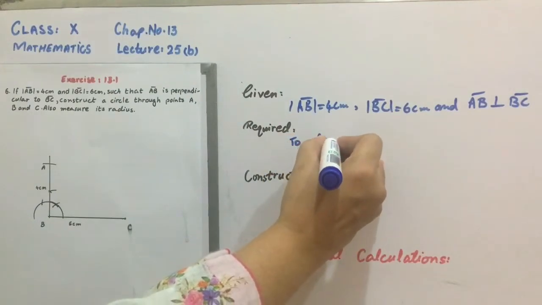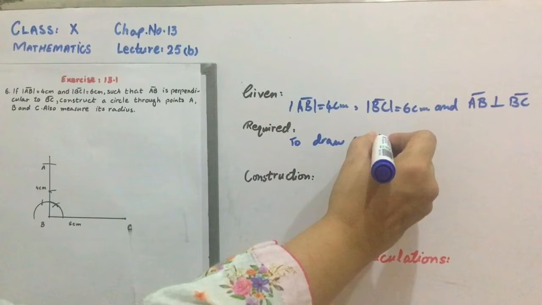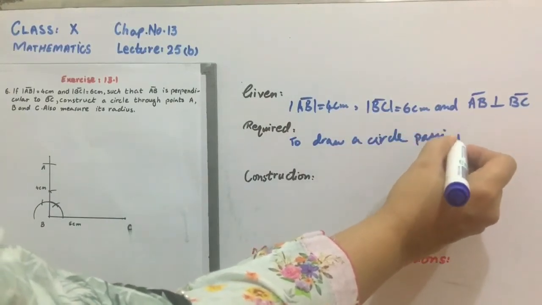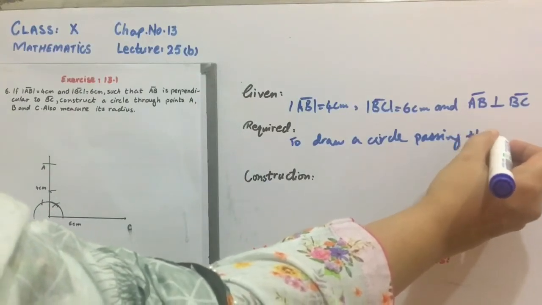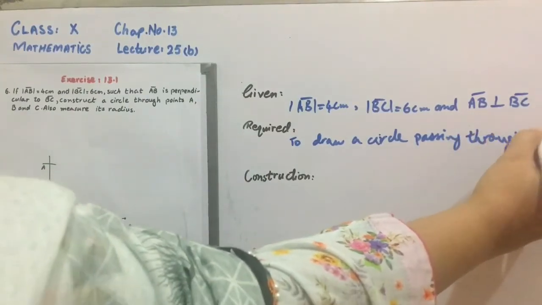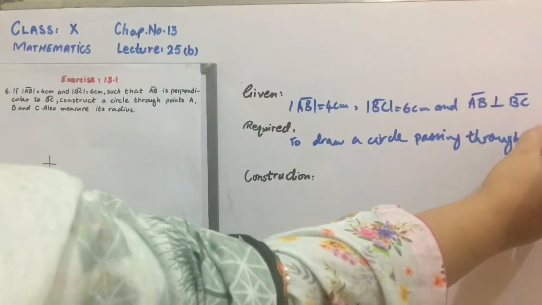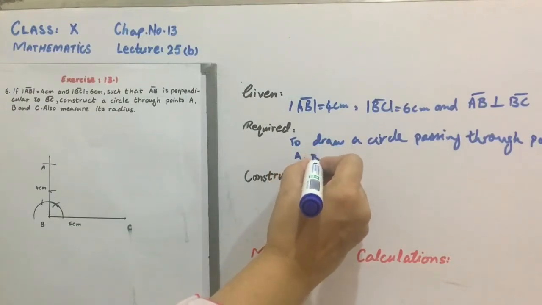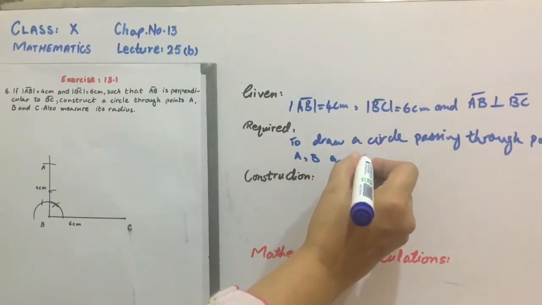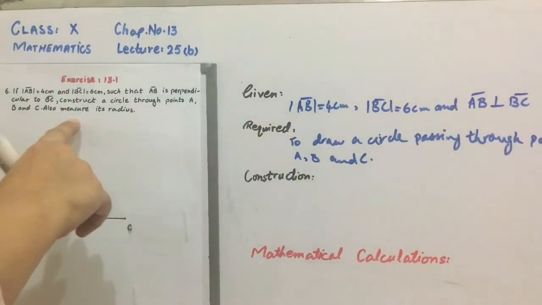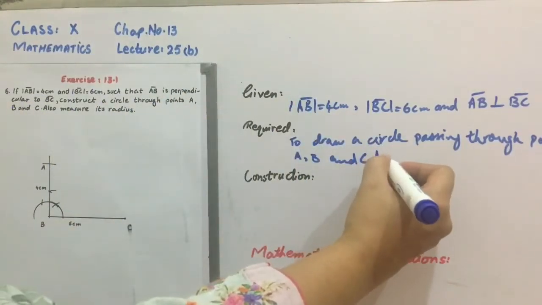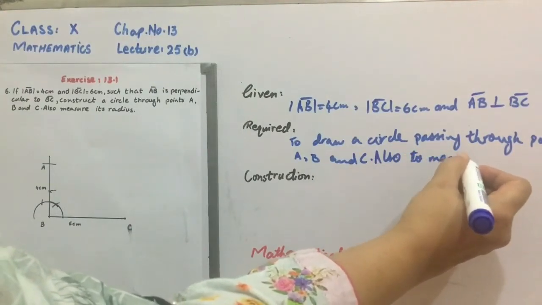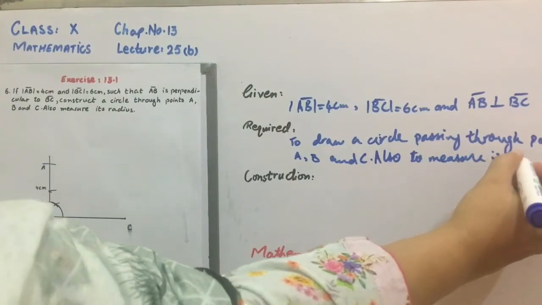To draw a circle passing through points A, B and C, and also to measure its radius.